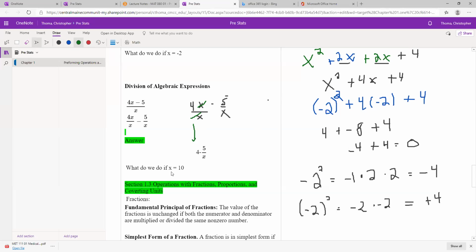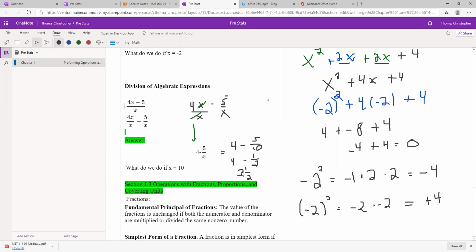However, if I know x is equal to 10, I can rewrite this as 4 minus 5 over 10, right? 5 over 10 reduces to 1/2, so this just becomes 4 minus 1/2, which equals 3 and 1/2 as a mixed number.